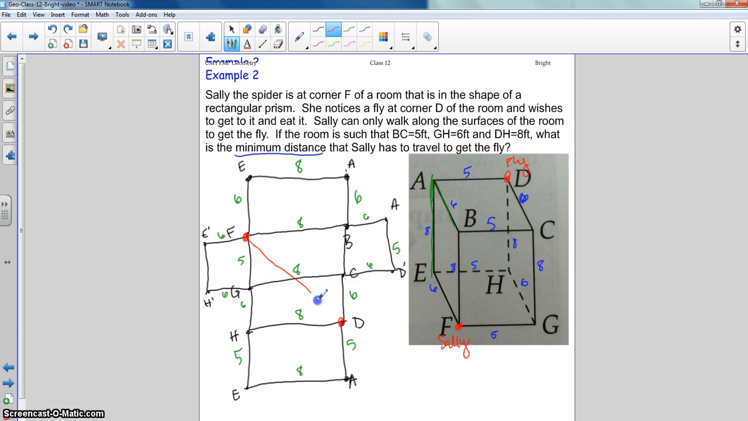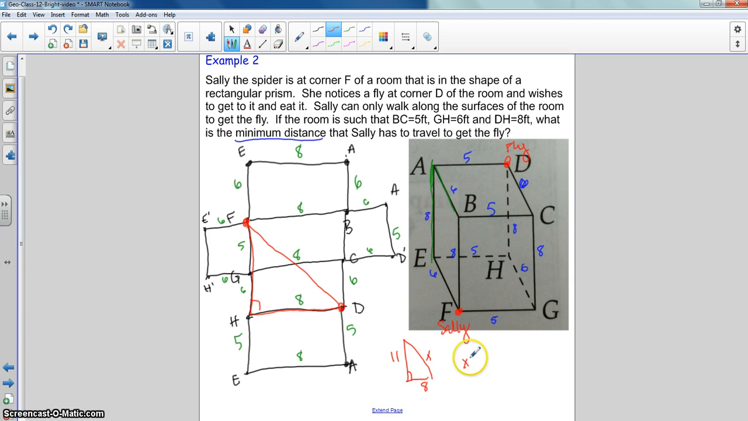Okay, so straight line. Now, when I see this, I see a right triangle, where I know the two legs are 11 and 8 respectively, and I want to determine the hypotenuse length x. So using our knowledge from triangles, I said, well, x should equal the square root of 11 squared plus 8 squared, and so this ends up being the square root of 185, which is approximately 13.6 feet.